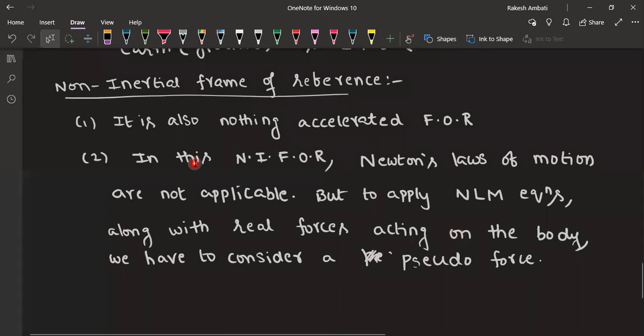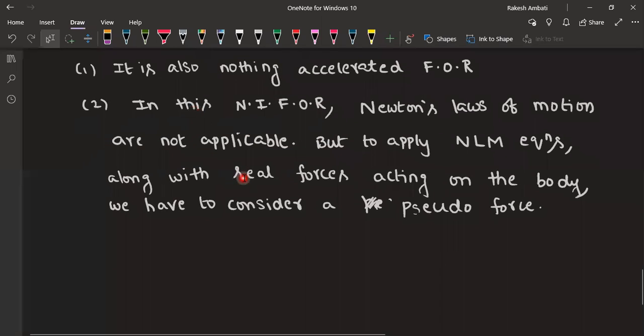Now we will do some questions based upon inertial frame and non-inertial frame. Write the next concept. Wait a minute, sir, you add one more point: direction of pseudo force.